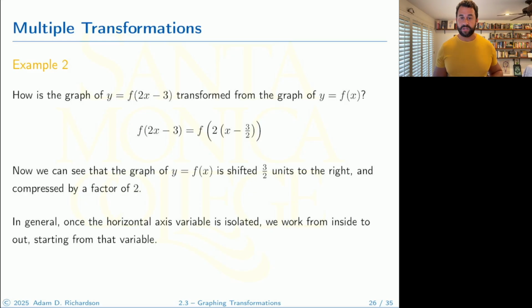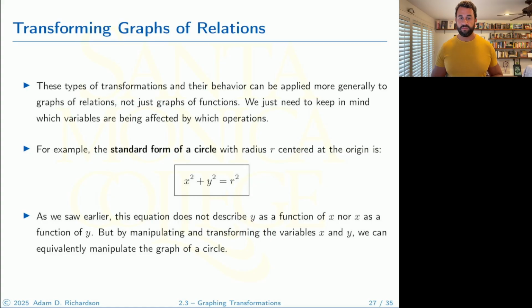But now what I want to talk about is transforming graphs of relations. So the transformations we've been talking about, scalings, reflections, they can apply to more general relations and just more general graphs. It doesn't have to just apply to functions, all right? All you really need to do is keep in mind which variables are being affected by which operations. So we're going to start with a circle because a circle is a good example of something that's not a function, but it is an easy graph to visualize, and the transformations of the graph are also easy to visualize.